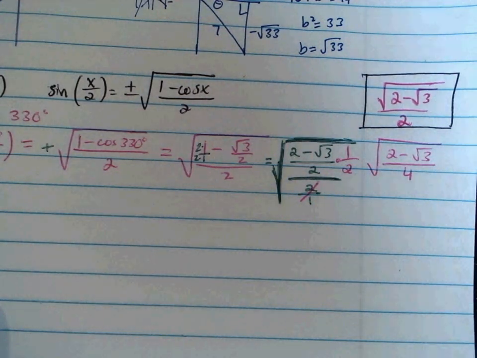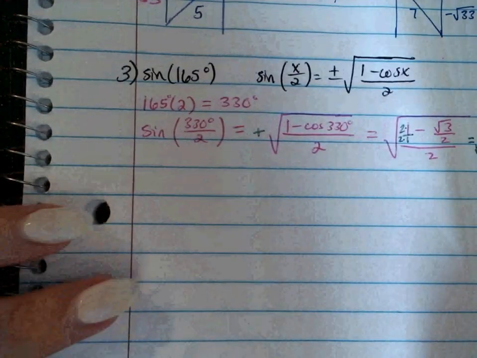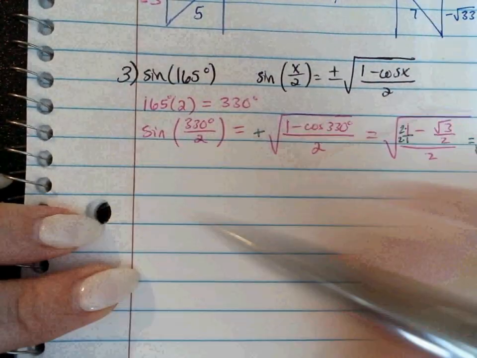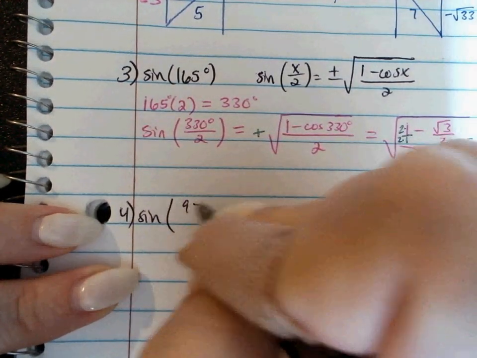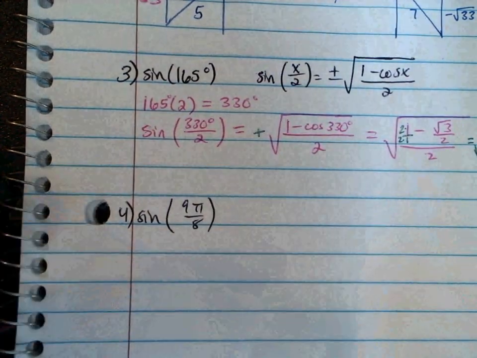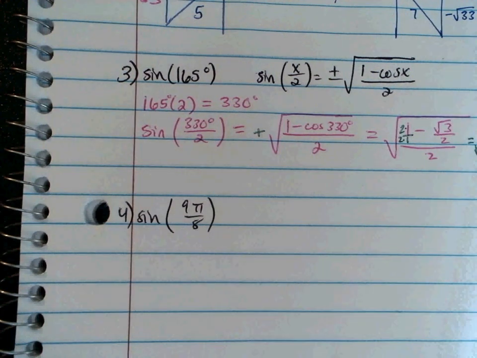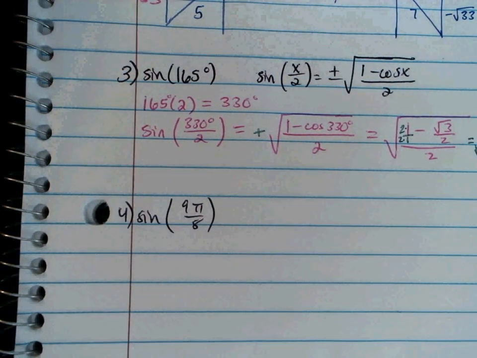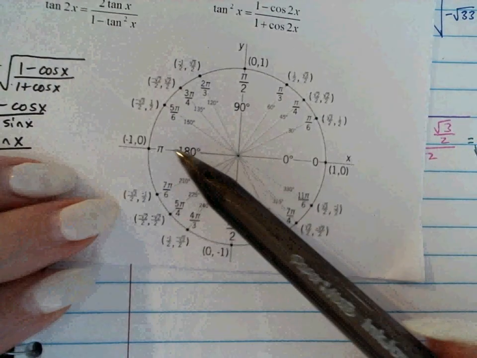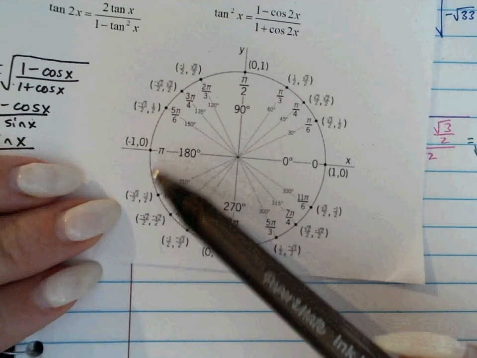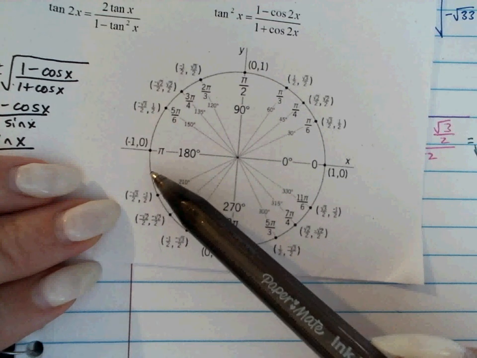Alright, let's look at number 4. Number 4 says find the sine of 9 pi over 8. Okay, so first let's talk about 9 pi over 8. It's not on my unit circle. I don't have any 8s memorized. It's not one of the main ones on the unit circle, I mean. But when you think about 9/8, it's a little more than 1, so it's going to be somewhere in here.